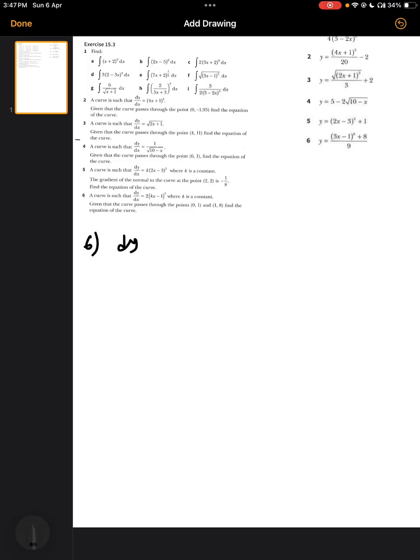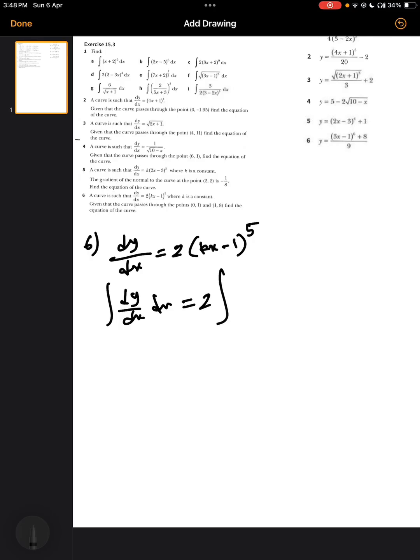So the differentiation result of a curve has been given as 2 times (kx minus 1) to the power 5 here. We have to find out the equation of the curve. So I'm taking integration on both sides. 2 is a constant, so I'm keeping it in the front. Here is y.